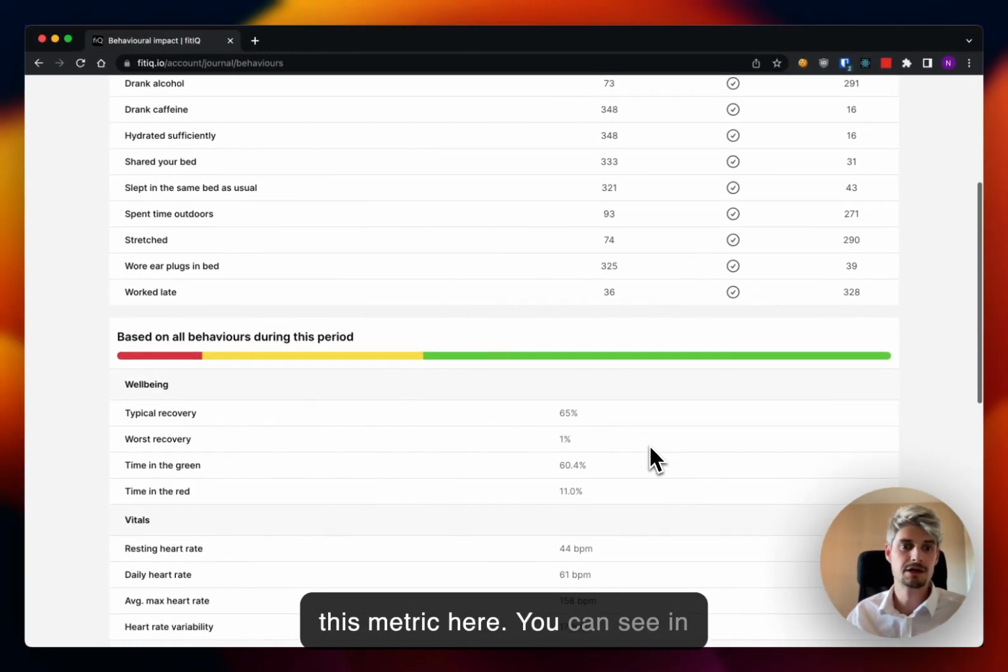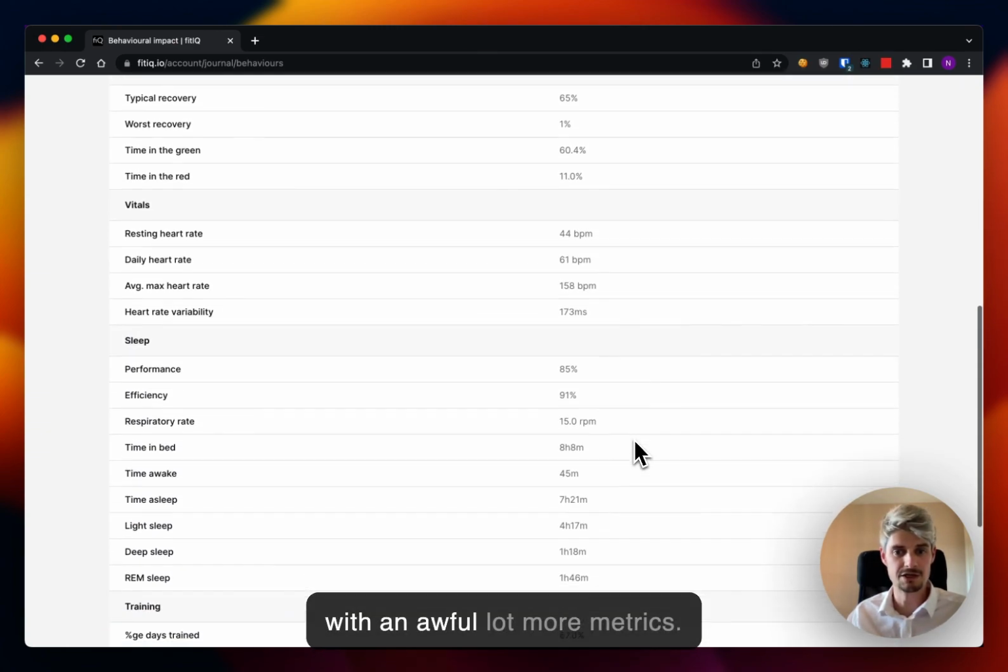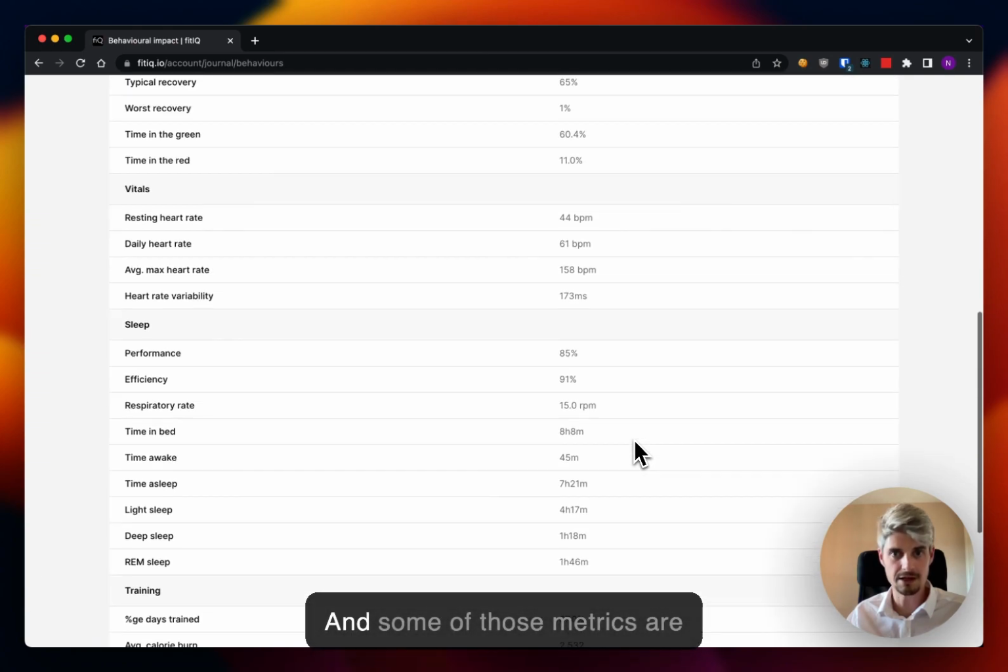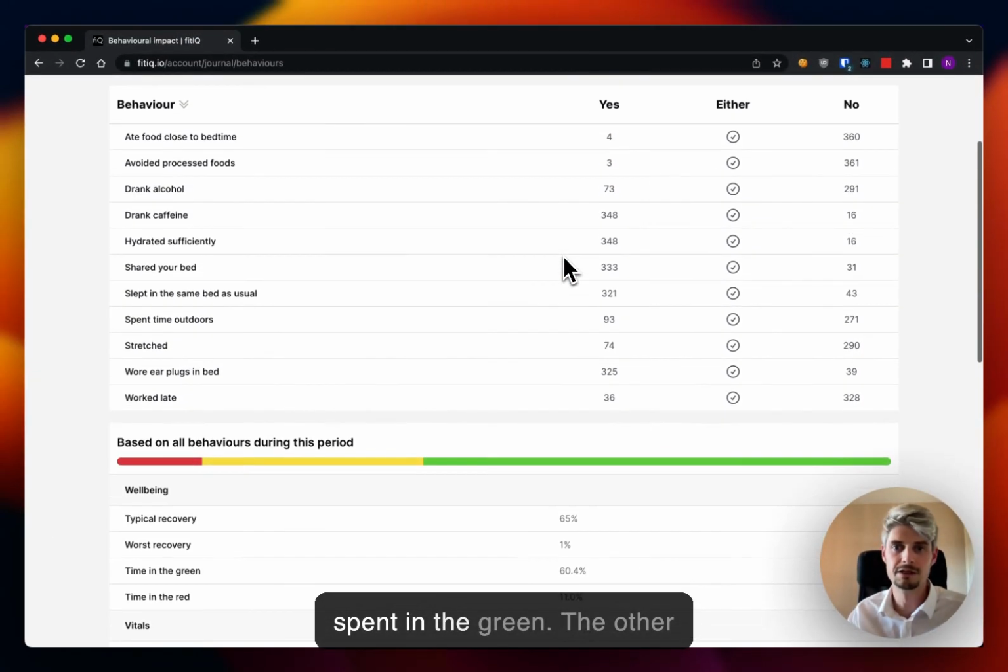The second is that the only metric that Whoop assesses is your recovery score, which is this metric here. You can see in fitIQ's case, you're presented with an awful lot more metrics, and some of those metrics are sort of derived fields, derived information. So the proportion of time you spent in the red, the proportion of time you spent in the green.